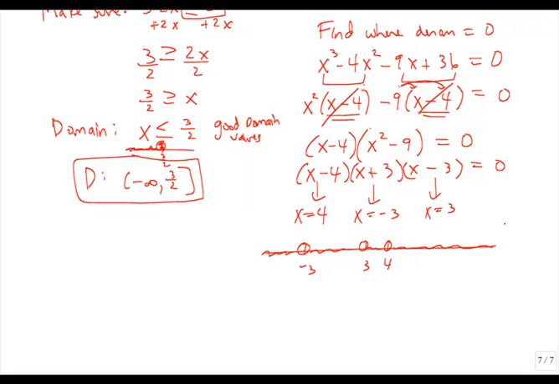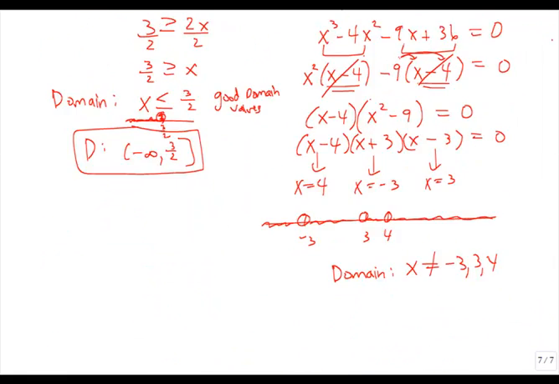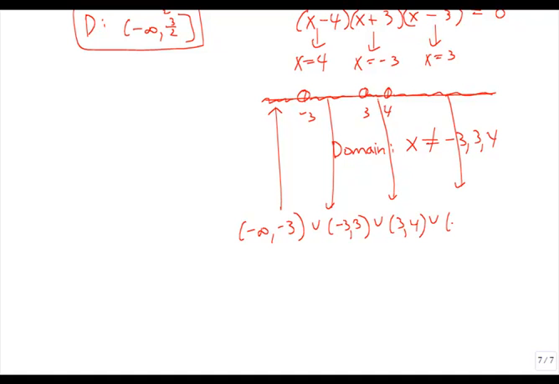So this is a lot of intervals. If you wanted to be a little lazy here, you could just write your domain as all x's except negative 3, 3, and 4. Or if you wanted to be really careful and use interval notation, then this would be minus infinity to negative 3 with the parentheses, union negative 3 to 3, union 3 to 4, union 4 to infinity.